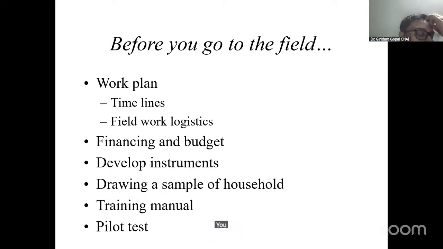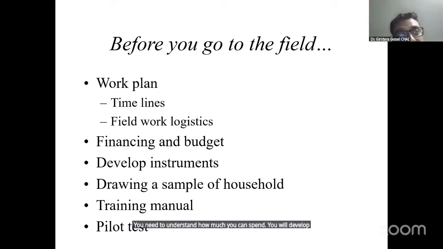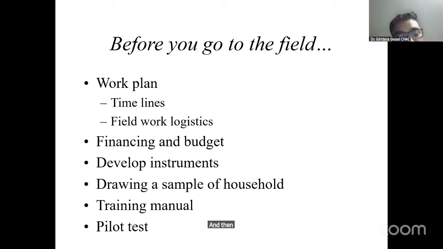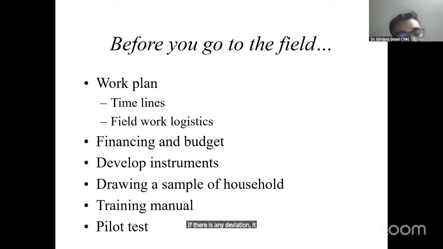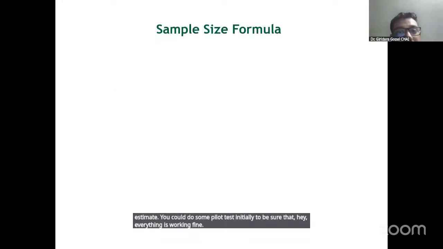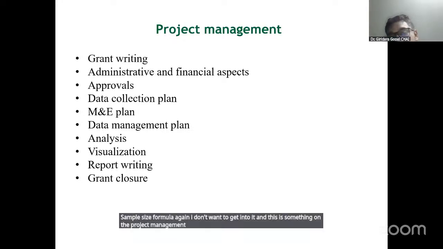You need to have a work plan. You have some timelines. You understand the logistics, what time you travel, what time you reach the community. You need to understand how much you can spend. You will develop instruments, and developing instruments in itself is a 5 to 6 hour lecture. I will not get into it, but measurement is a function of validation and reliability. So you need to take a lot of thought and care when you build questionnaires. Then comes drawing a sample of households and a training manual, primarily because you need to ensure that all the people in your team are doing the same thing that you want. If there is any deviation, it's going to affect your research and the final estimate. You could do some pilot tests initially to be sure that everything is working fine. Sample size formula, again, I don't want to get into it. And this is something on project management, and I'll be closing here.